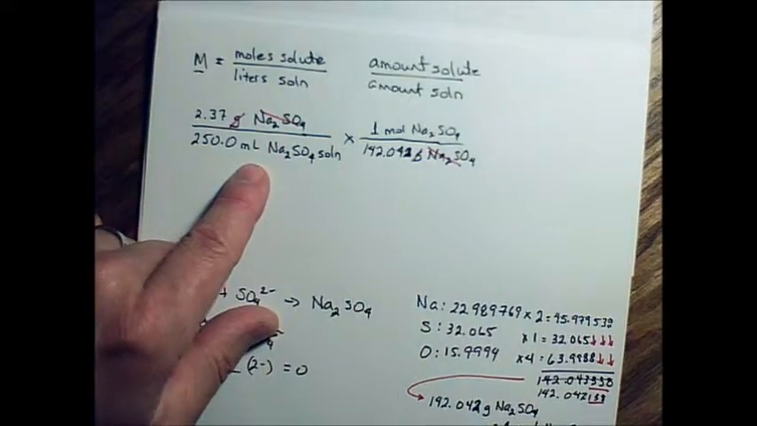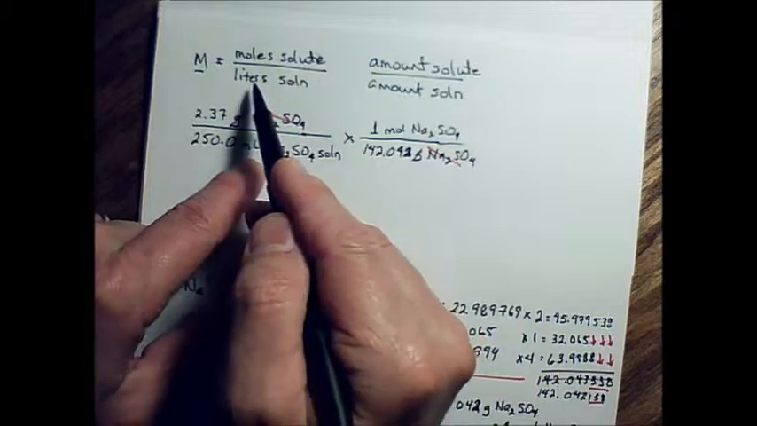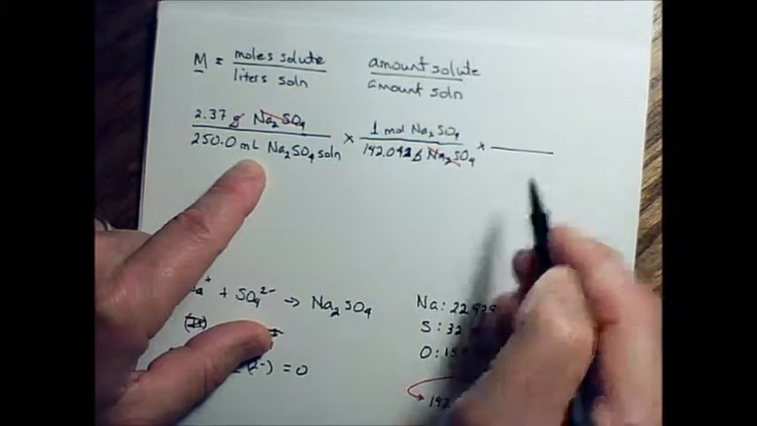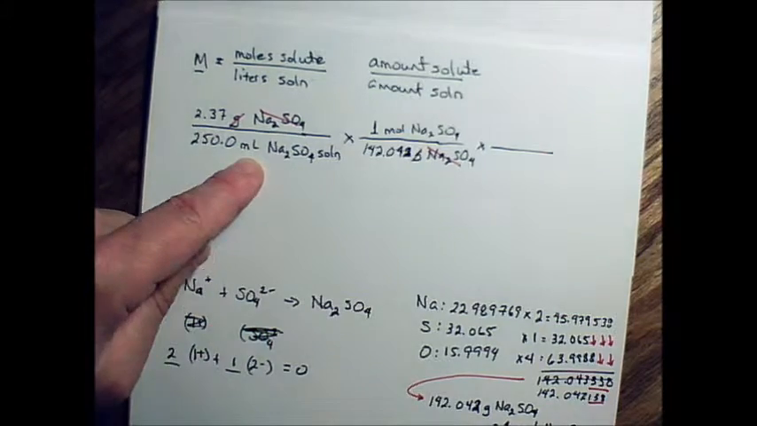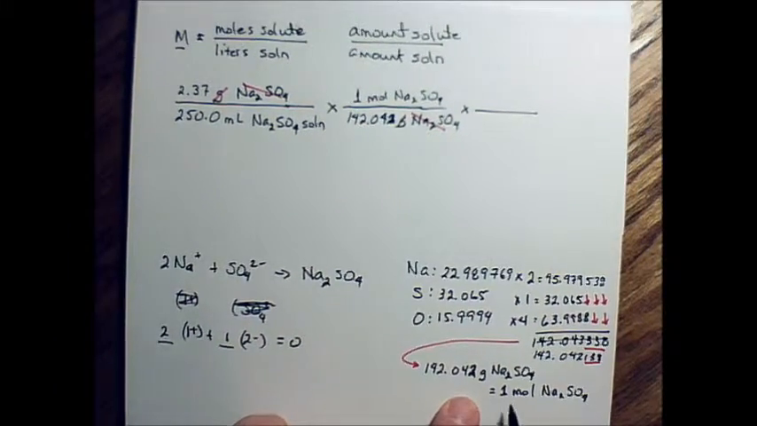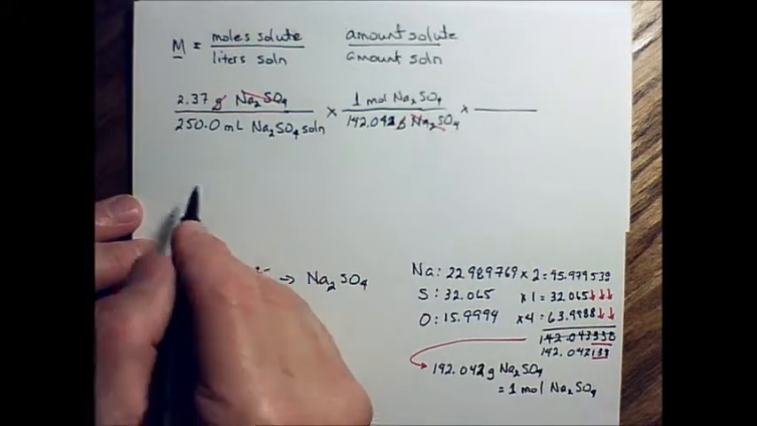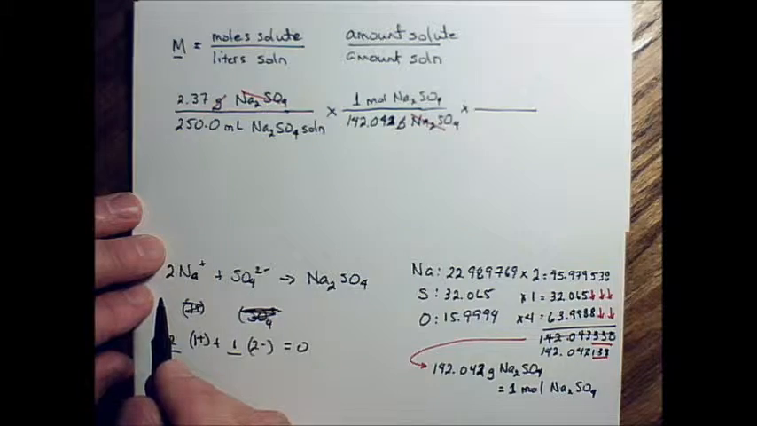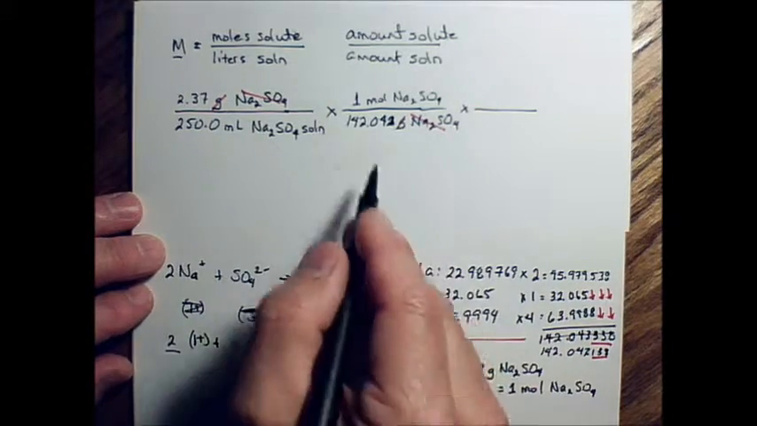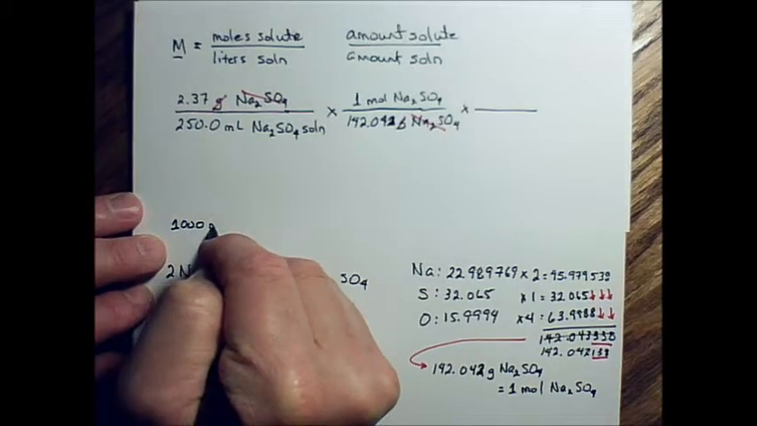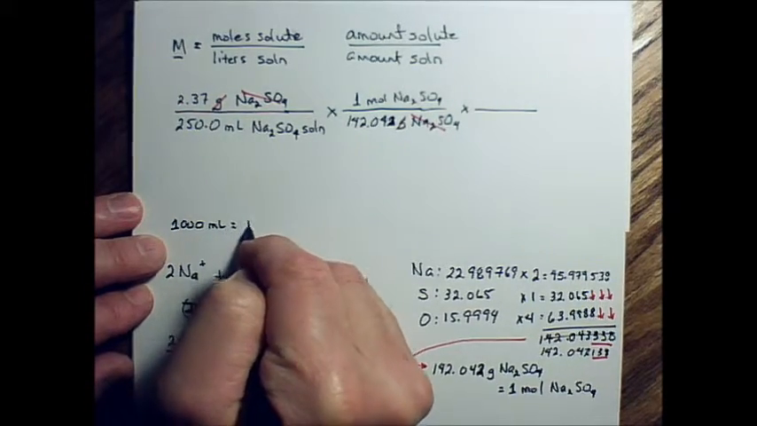Now on the bottom, right now we have milliliters, but we want it to be in liters. So we need a way of converting from liters to milliliters. And for that you need an equality statement, just like we have an equality statement down here at the bottom of our molar mass calculation. The equality statement that gets you from milliliters to liters is 1,000 milliliters equals 1 liter.